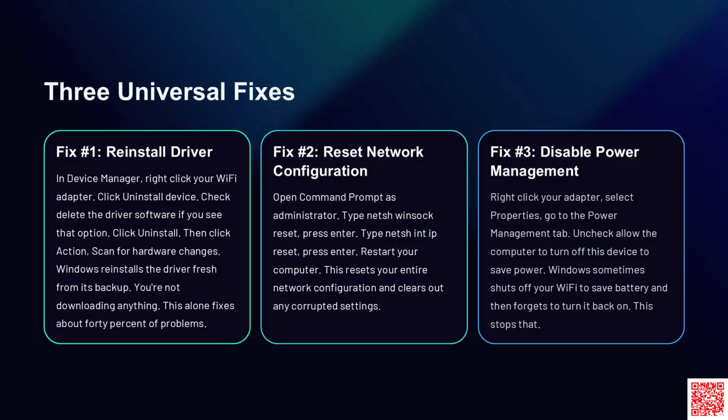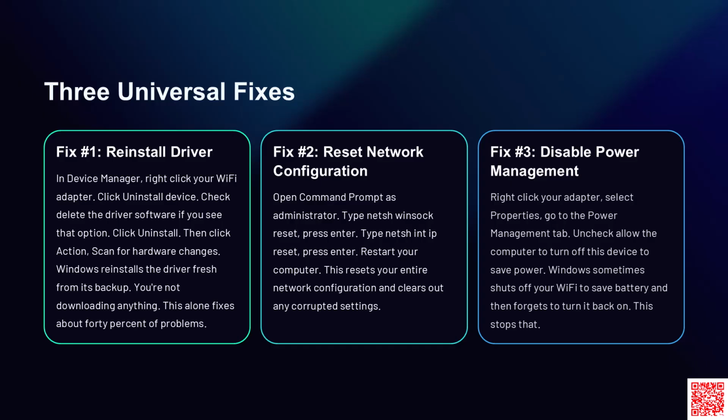Fix number 2. Open Command Prompt as administrator. Type netsh winsock reset, press Enter. Type netsh int IP reset, press Enter. Restart your computer. This resets your entire network configuration and clears out any corrupted settings.